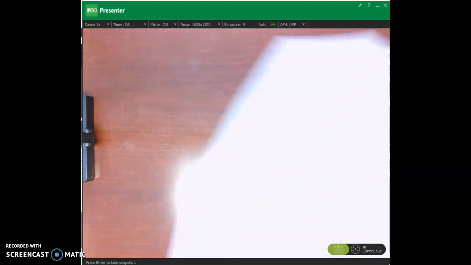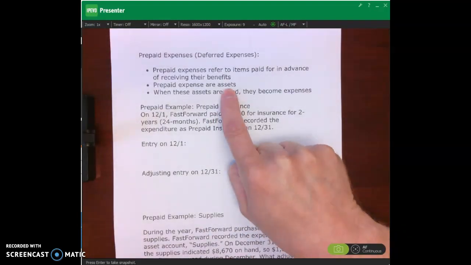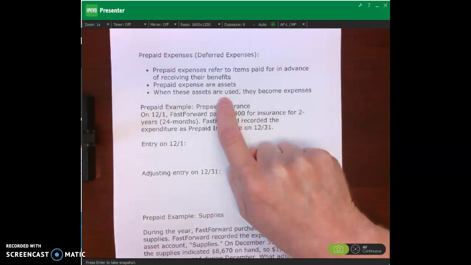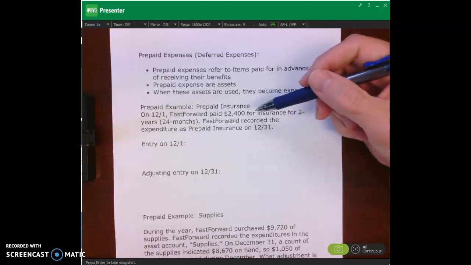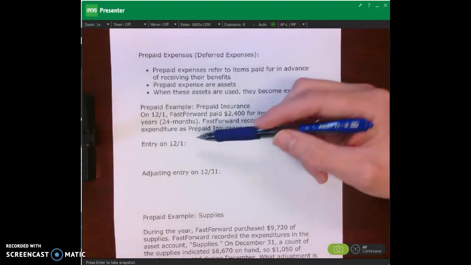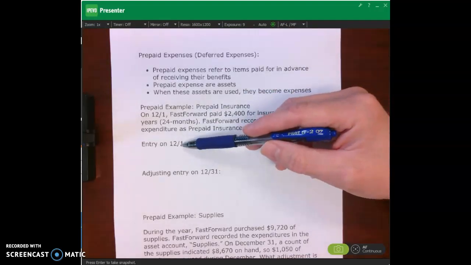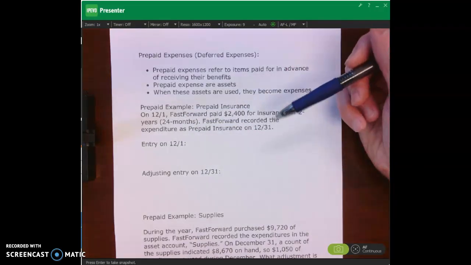So as I say on the next page, prepaid expenses refer to those items paid for in advance. Those are assets. That's an asset. When they are used, they become an expense. So when we think back to that insurance policy, fast forward, pay $2,400 for the 2-year insurance policy. We're going to do 2 journal entries because on December 1st, we have to recognize that we've bought this insurance policy. That's what we're recognizing on December 1st, is we bought this insurance policy.